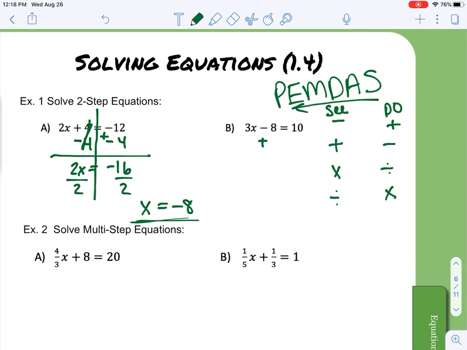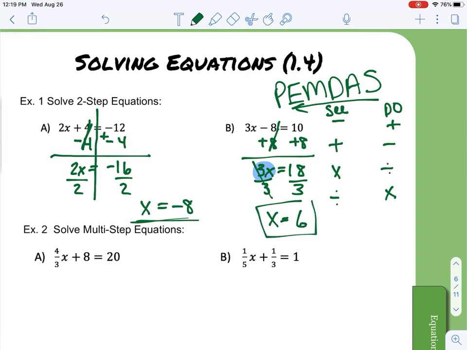Part B, similar. I see subtraction, so I'm going to add on both sides. So I have 3x equals 18. I see multiplication here. When a variable and a number are right side by side, that's multiplication, so I will need to divide by 3 on both sides. So x will equal 6.